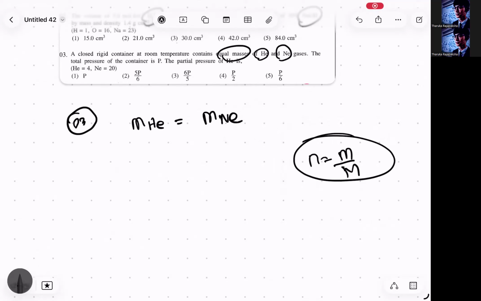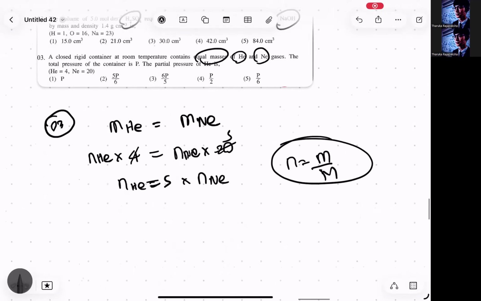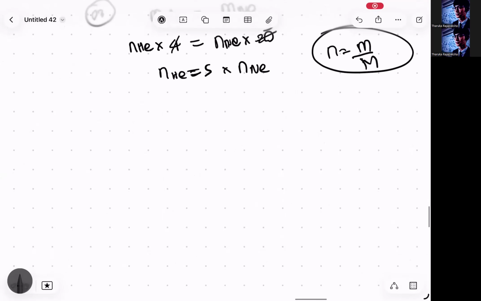So I'm going to write number of moles of helium multiplied by the molar mass. Molar mass of helium will be 4, which will be equal to number of moles of neon multiplied by 20. So 4 into 5 actually. So number of moles of helium is equal to 5 multiplied by number of moles of neon. So now the total pressure is given. They're asking the partial pressure of helium. So to calculate the partial pressure of helium, we have to calculate the mole fraction of helium. So the mole fraction of helium is number of moles of helium divided by number of moles of helium plus number of moles of neon. So that's the total number of moles.